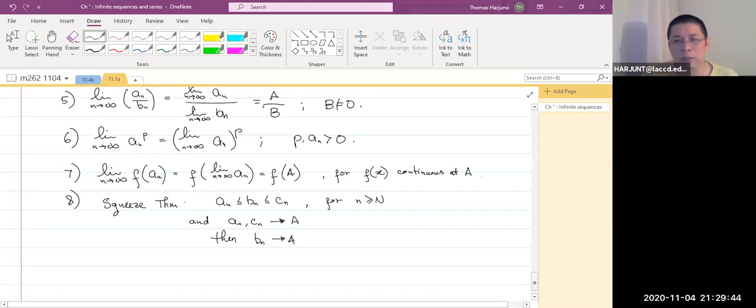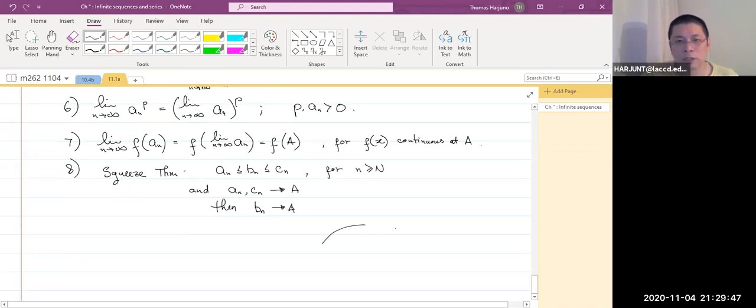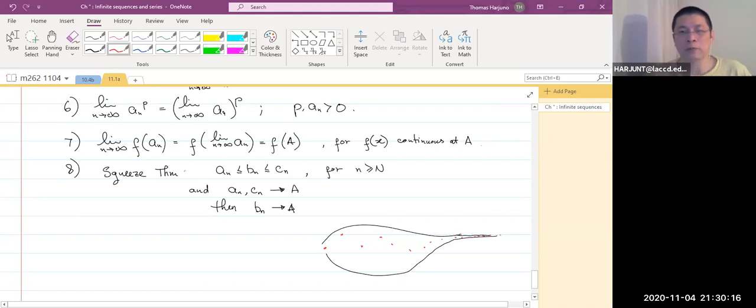Basically, you squeeze that. Imagine that from the function point of view. Let's say this is one function and this is another function, and B has to be living in between these two guys. Then, of course, eventually B must be in between A and C, which both have limit A. That's because of this.